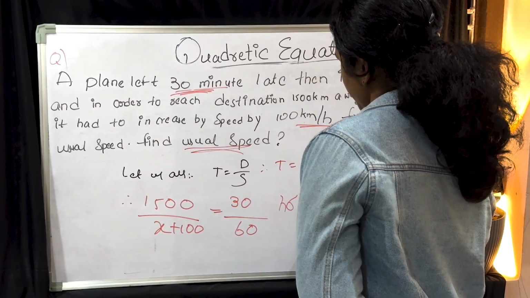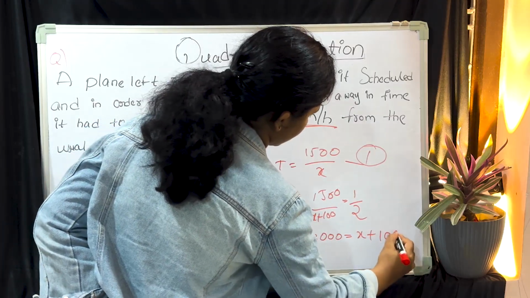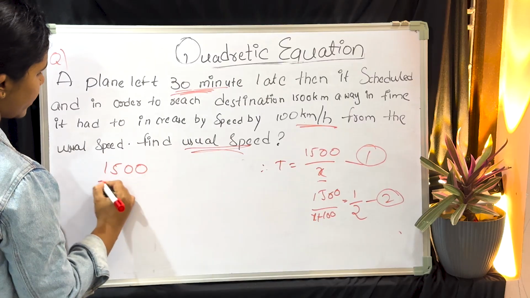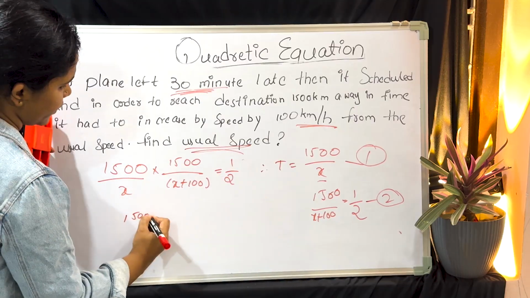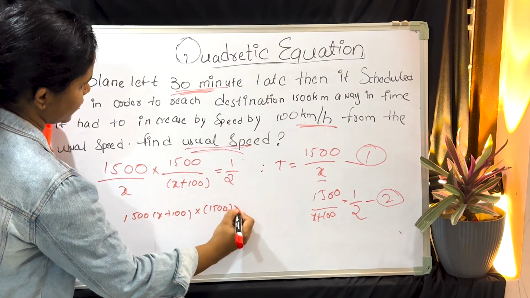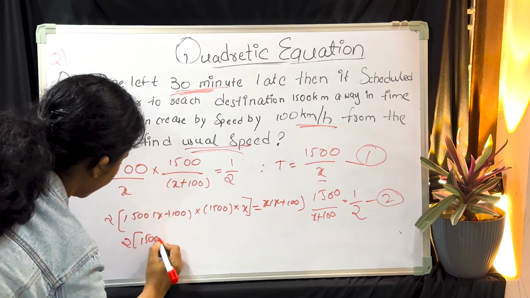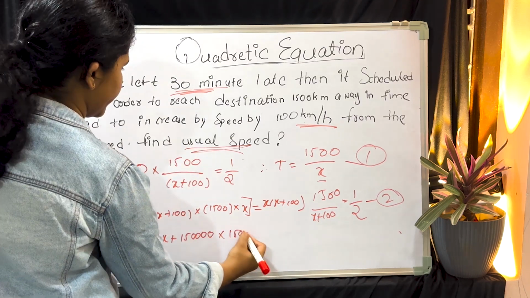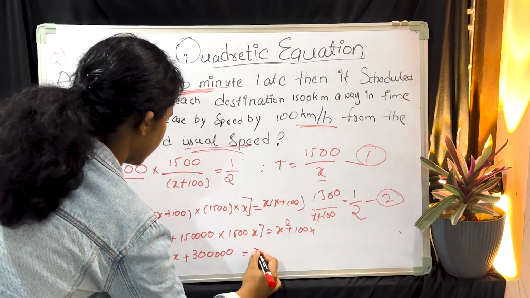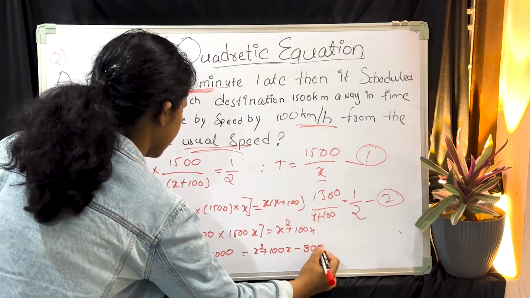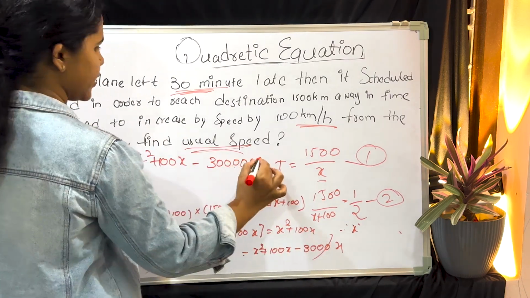1500 by x minus 1500 by x plus 100 is equal to 1 by 2. Then we can know the original speed value. 1500 into x plus 100 minus 1500 into x is equal to 1 by 2 of x into x plus 100. 2 into 1500 x, 1500, okay, 3,00,000 is equal to x square plus 100x. x square plus 100x minus 3 lakhs is equal to 0.